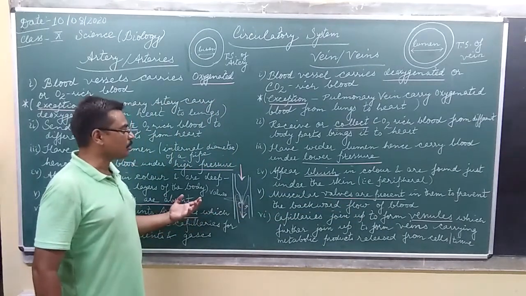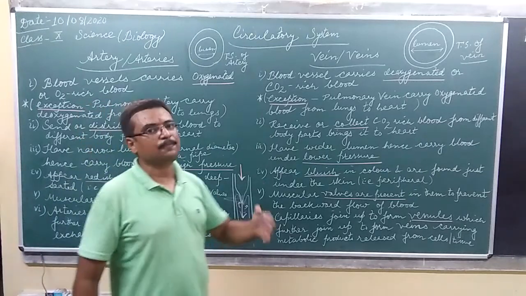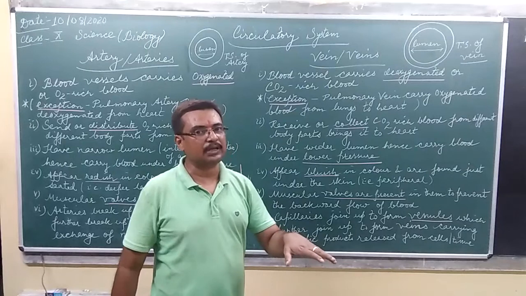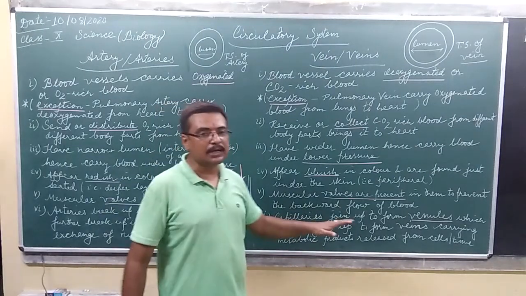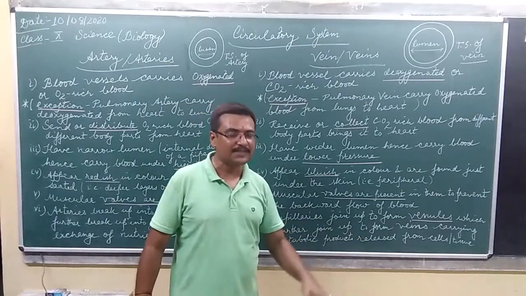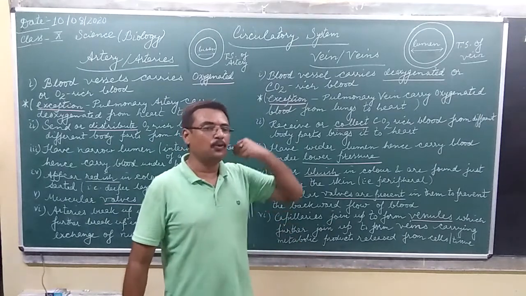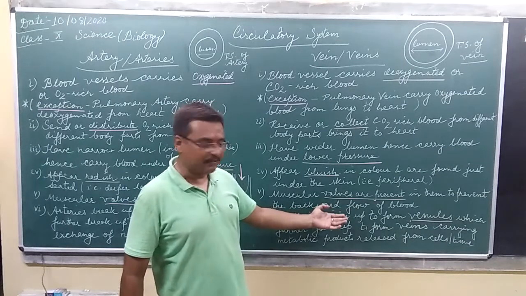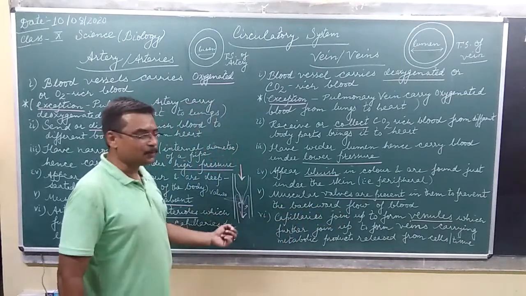In arteries, the blood flow is quite fast and at a higher pressure, so they don't need that kind of valves. But veins have comparatively lower blood pressure, so surely the blood should not go back. To prevent the backflow, we have muscular valves. And finally, we have the last point here.